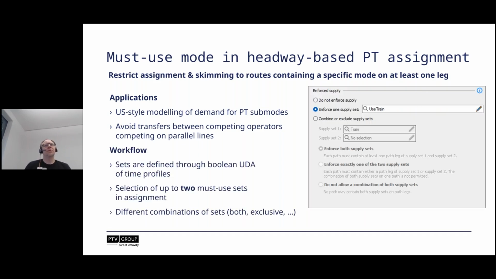And in Visum, this is controlled by defining specific subsets of the mode, which will then be enforced. You define them on the level of time profiles. You can define 2 of those sets for each assignment. And you can define if those subsets, if in the regular case, at least one leg must be part of one of those subsets, or if you are using 2, you can define how they are combined, if they're exclusive, or if both of these subsets must be used. So you could even have something like just looking into paths which are the combination of metro and bus and not direct metro connections, for instance.